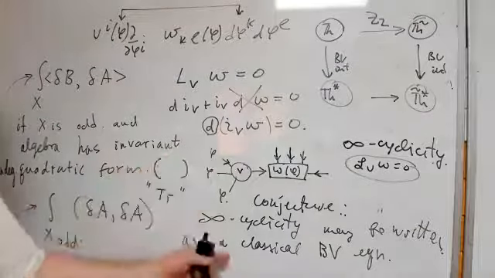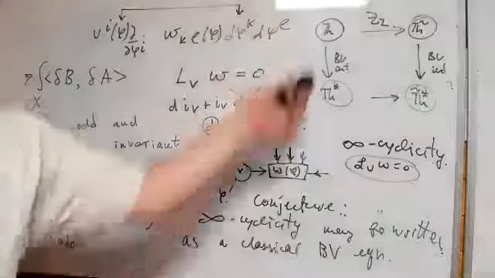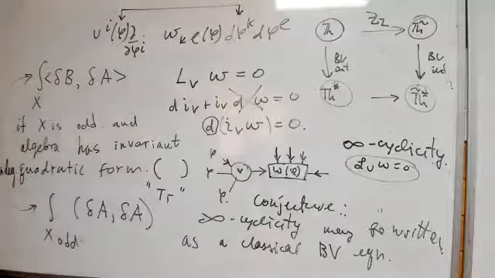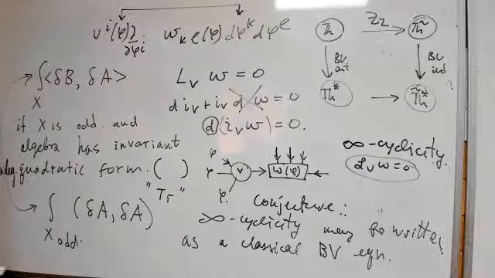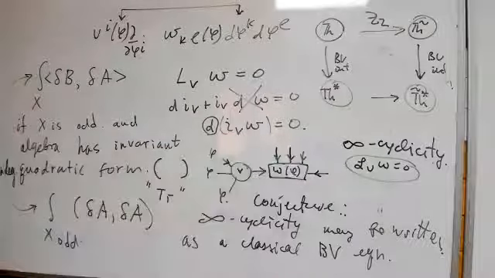So here I want to say that I call it Z2 reduction. Maybe there is a better name, but I don't know any standard name. Or you may call it infinite cyclicity.